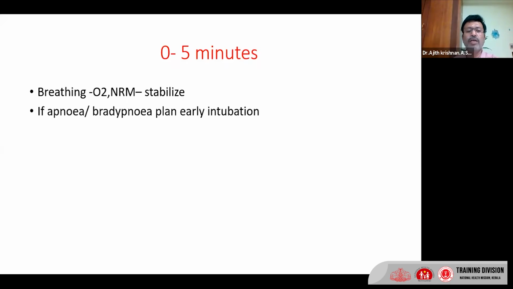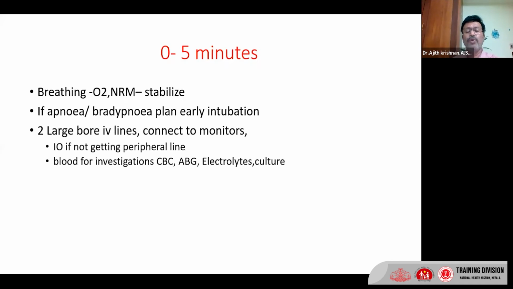If in a child with shock the child is having apnea or bradypnea, you have to plan early intubation. And you have to put two large bore peripheral IV lines. It's very important. So from the first line you will take blood for the CBC, ABG, electrolytes, and from the second, with sterile precautions, you can take the culture if you suspect septic shock, especially septic shock.